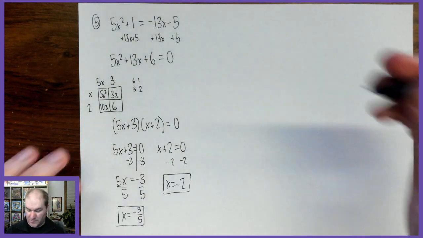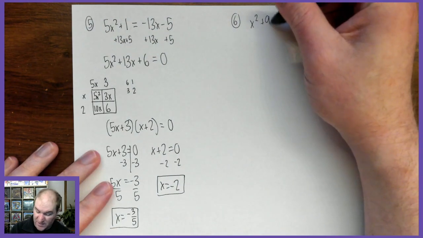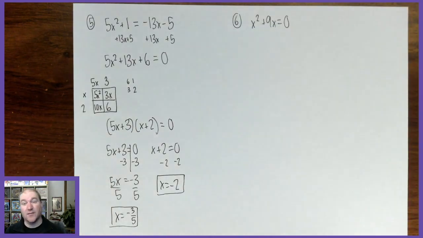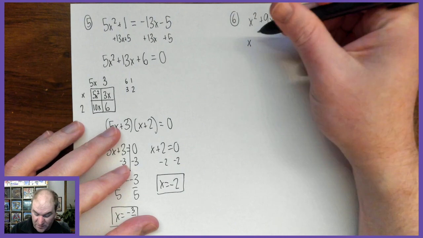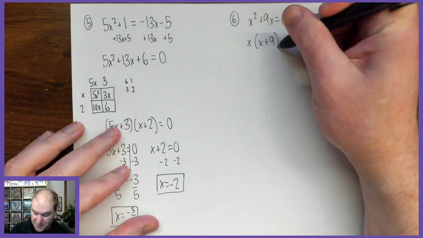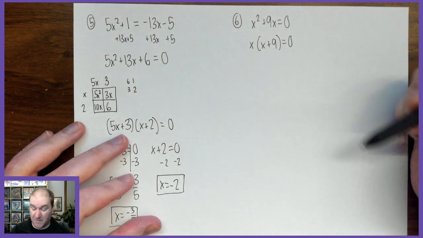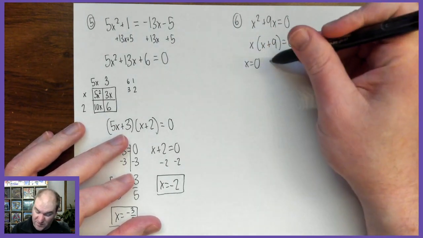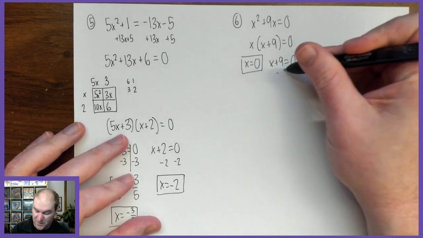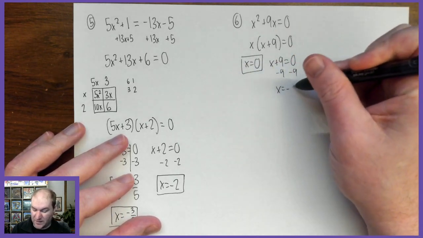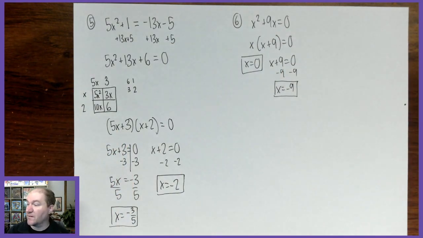Number 6, solve using factoring. x squared plus 9x equals 0. Wow, that one's already equal to 0. So all I have to do is GCF factor, it looks like. GCF of both of those terms is x. And then I just set each of these terms equal to 0. That one's already done. And this one's going to be negative 9. That one was a lot simpler than the last one.